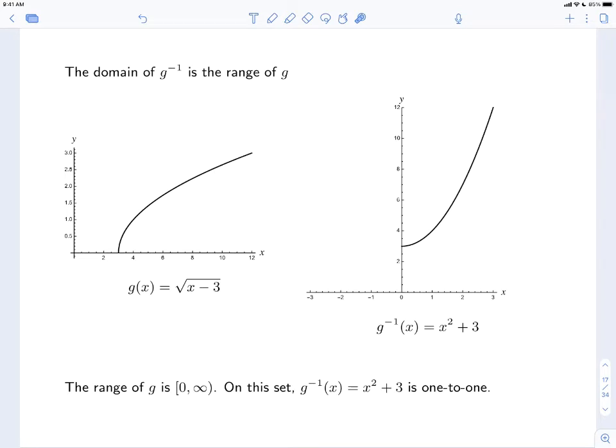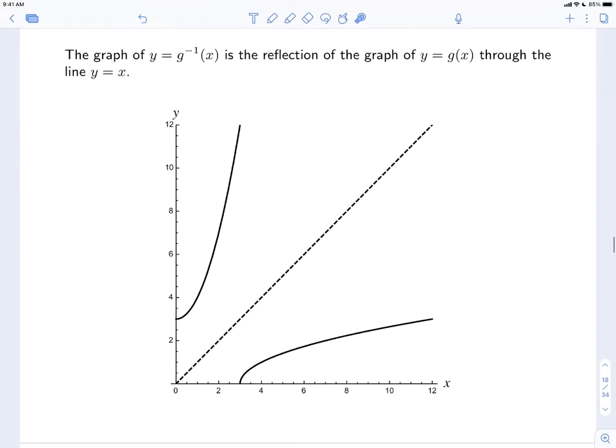And if you look at the graph of g inverse of x on just the set from 0 to infinity, including 0, then it is in fact one-to-one, because it's just one half, one branch of the parabola.